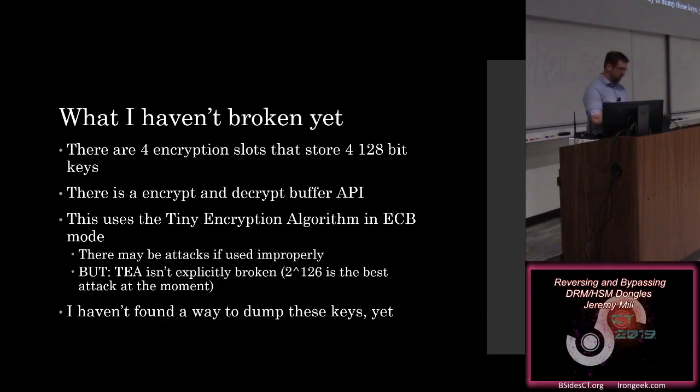So to sum it up, there are a couple of things that haven't been broken yet. There are four encryption slots that store four 128-bit keys for us, and there's that encrypt and decrypt buffer API. However, that isn't even AES being used. It makes sense, because this is a really tiny, cheap microcontroller that was probably developed more than 10 years ago, which drove their decision to use TEA, the Tiny Encryption Algorithm. But it is also in ECB mode. So even if you have some set of values encrypted by a key, depending on how they're used, like any other crypto mode, there could be very serious issues with it.